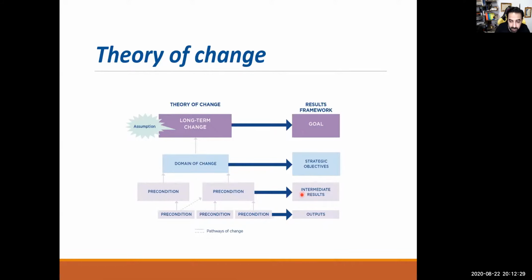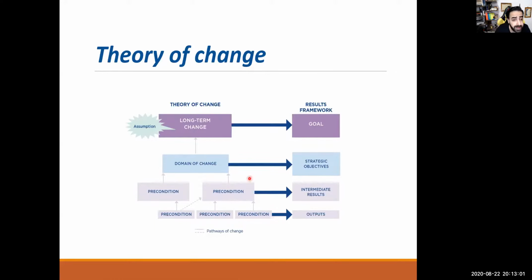If you remember, the IR or the output, the strategic objective, which is SO, and the goal, we can call this the outcome, and we can call this the impact. This is the RF, which is the result framework, and you can call it RFA, the result framework approach. So precondition, and output and intermediate result.